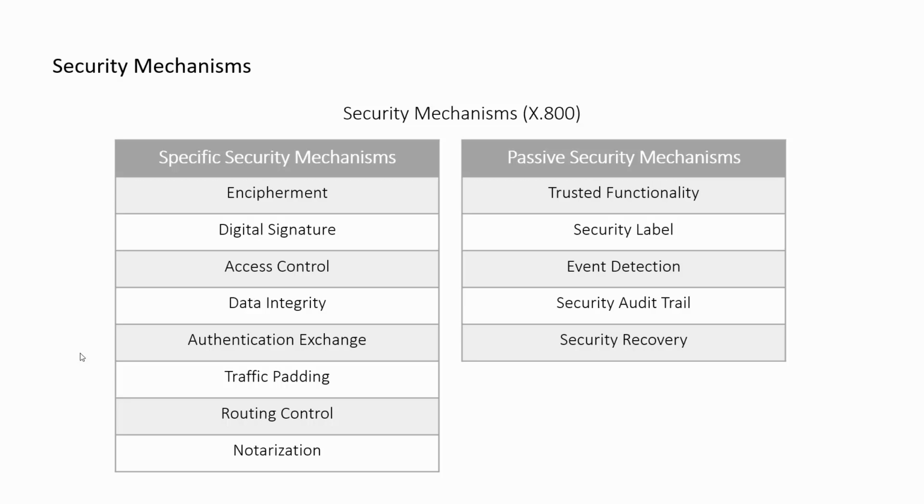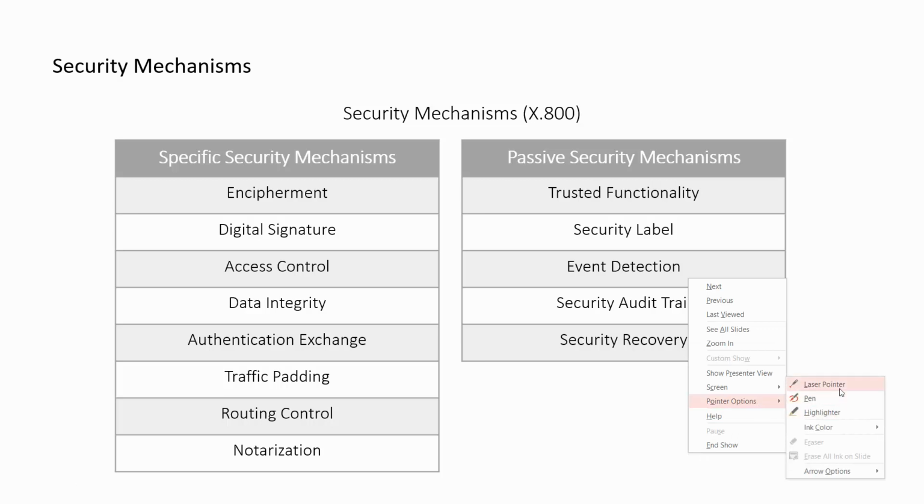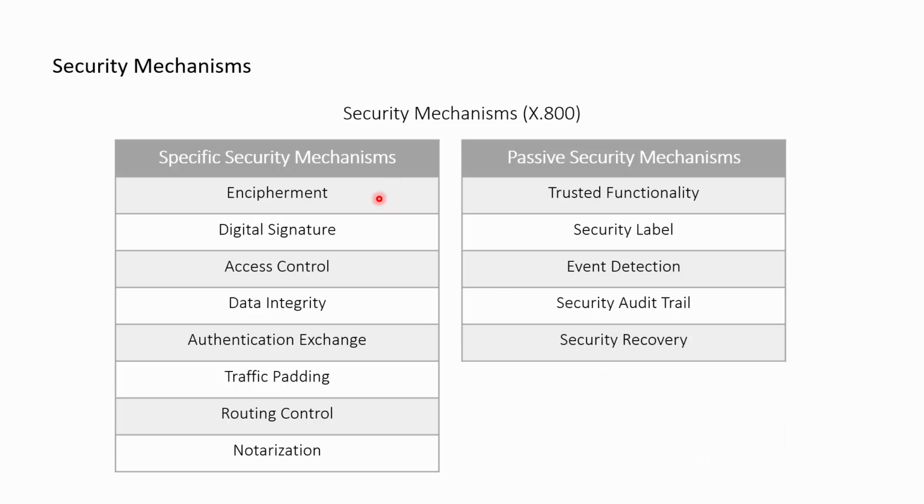There are two categories of security mechanism. First is specific security mechanism, and second is pervasive security mechanism. Let me take my pointer. First we are going to cover the specific security mechanisms. The first thing is encipherment. Encipherment basically means confidentiality, means encryption. We ensure the confidentiality by using the encipherment only.